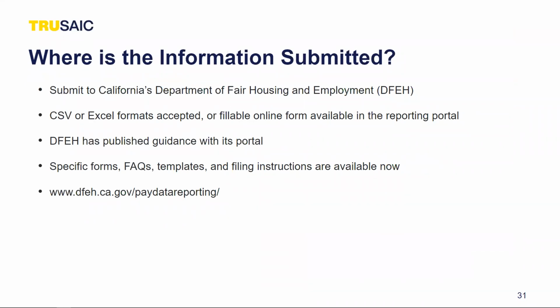Okay, so where is this information submitted? It's submitted through the DFEH portal on their website. The DFEH gives you a couple of options. You can submit it as a comma separated file or an Excel file.